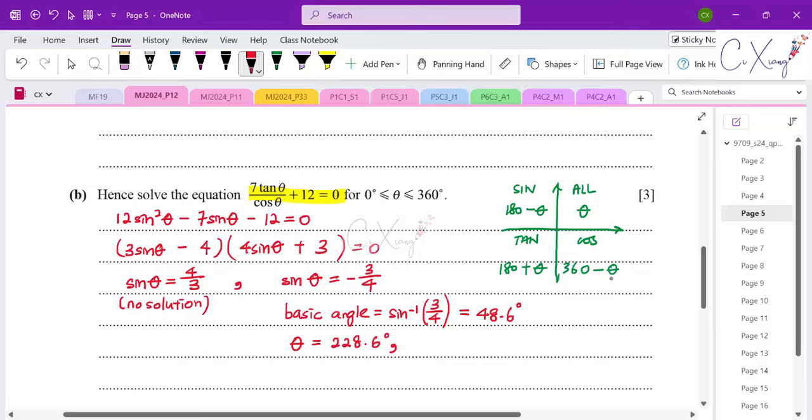So 180 plus the basic angle 48.6, you'll get the answer 228.6. Then after that, go to the fourth quadrant. In the fourth quadrant I also have sine negative, so I also want the answer from this quadrant. So you take 360 minus the basic angle 48.6. From here you'll get 311.4.